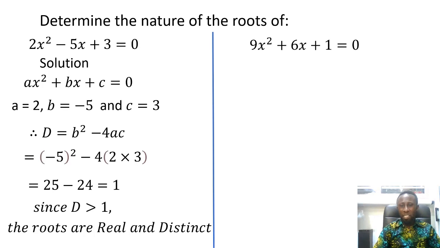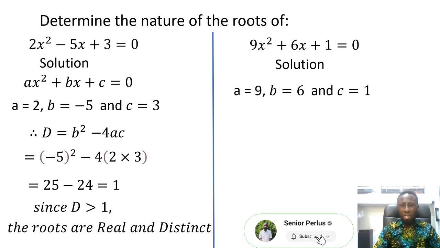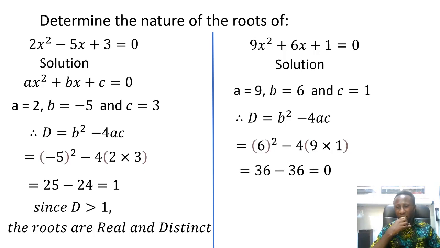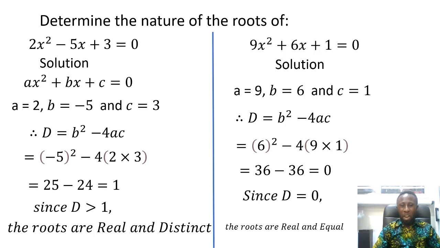Let's do another example here. 9x squared plus 6x plus 1. Solution. Our A is 9, our B is 6, our C is 1, as we are comparing. So let's substitute. Our B is 6 and our A is 9. If you substitute this one, therefore our D is 0. If D is zero, what's its nature? Yes, equal roots. So since D is zero, therefore our roots are real and equal.